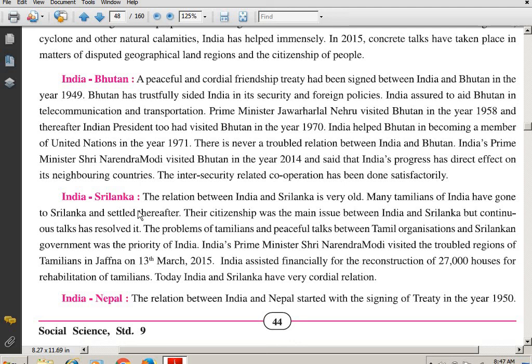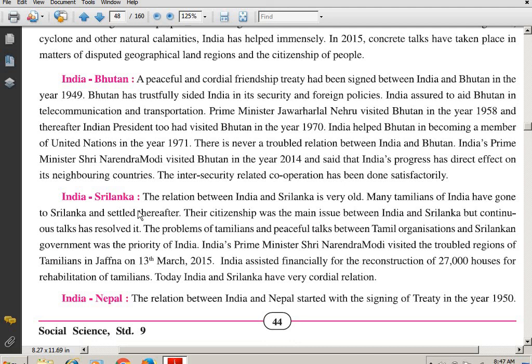So India helped Bhutan to become a member of what? The United Nations, and in which year, students? 1971. Before that, what had happened? Prime Minister Jawaharlal Nehru had visited Bhutan in 1958, and the Indian President too had visited Bhutan in the year 1970. There has never been a troubled relation between India and Bhutan.